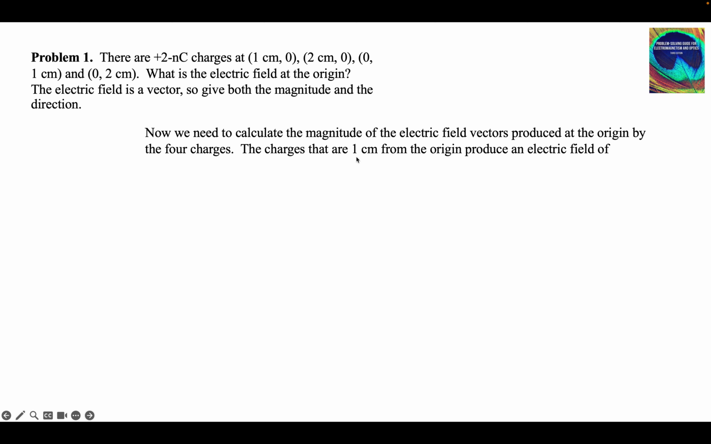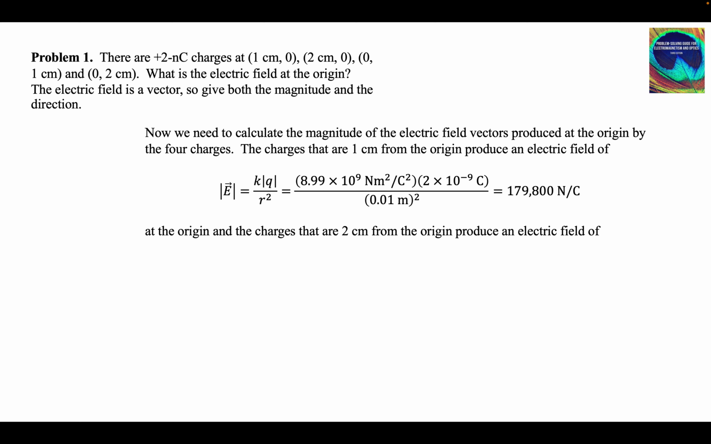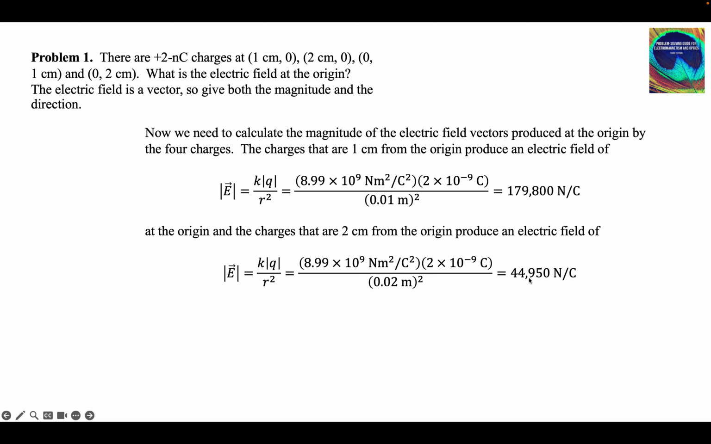The charges that are 1 centimeter from the origin have a strong field. It's kq over r squared. Converting the units, that's 1 centimeter, 0.01 meters. 2 nanocoulombs is 2 times 10 to the minus 9th coulombs. We get a field strength of about 180,000 newtons for every coulomb. The charges that are 2 centimeters away have an electric field strength of about 45,000 newtons per coulomb at the origin. The only difference here is the 2 centimeters in the denominator.